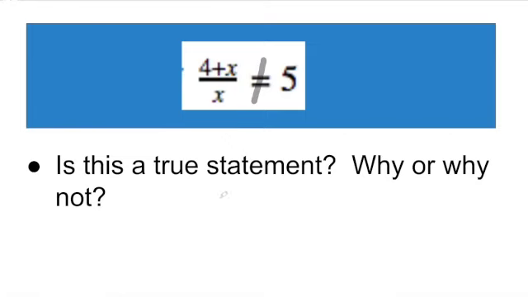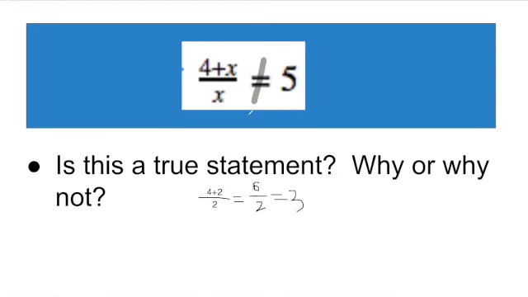So one way you could prove this is not true is to substitute some values in here. Let's put in 2. So 4 plus 2 over 2 is going to equal 6 over 2, which is equal to 3, not 5. It's easier to prove something's not true all the time because you just have to find one example that shows it's false than proving something is true all the time.